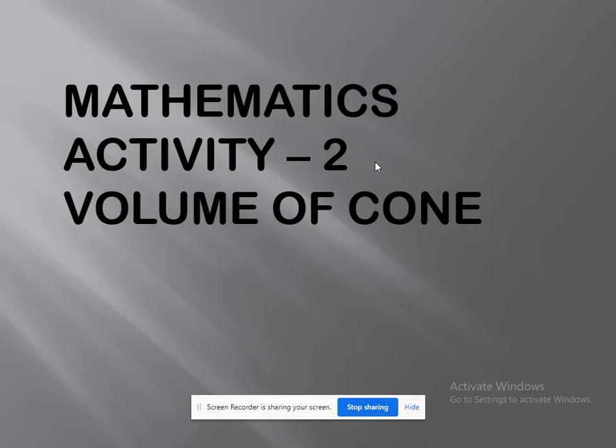Now, already we know what is volume of cylinder. Suppose I have already told you that volume of cylinder is pi r square h. So, this is volume of cylinder. Now, from volume of cylinder, how to derive the formula for volume of cone? That we are going to study in this activity.